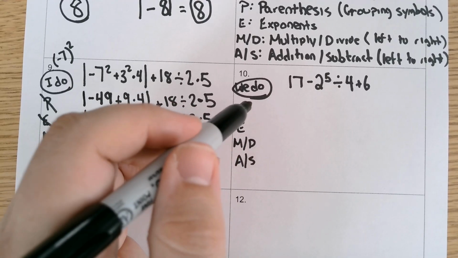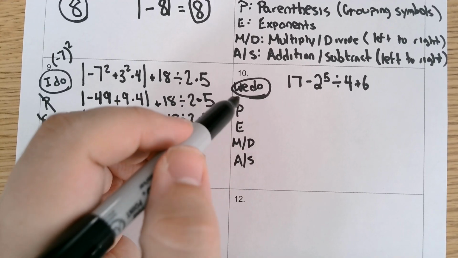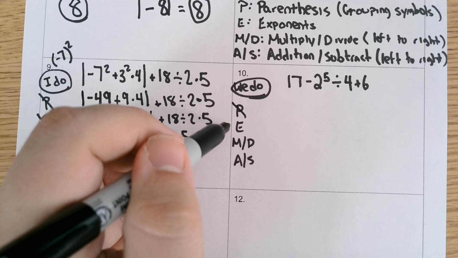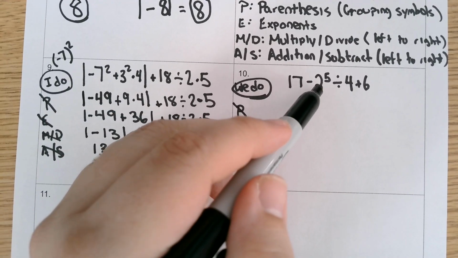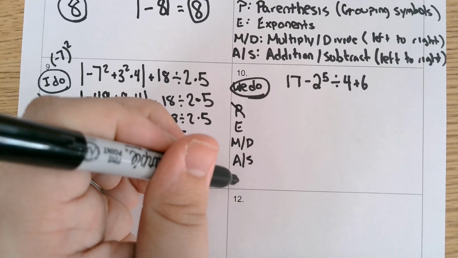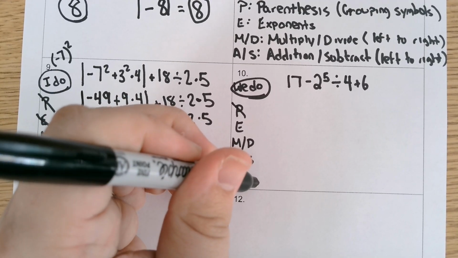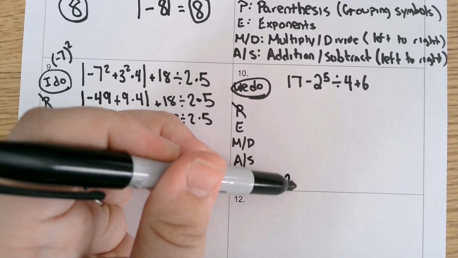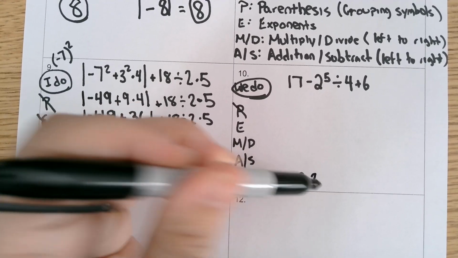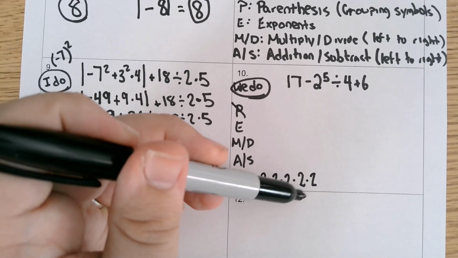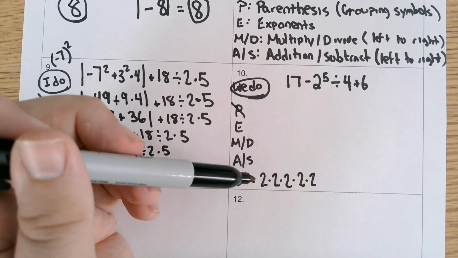All right. So parentheses. Do I have any parentheses? I do not. Exponents. Do I have any exponents? I do. I have 2 to the 5th power. So remember, 2 to the 5th power, I'm just going to write it down here so it's out of the way, is equal to 2 times 2 times 2 times 2 times 2, which is 5 instances of 2, multiplication between them.